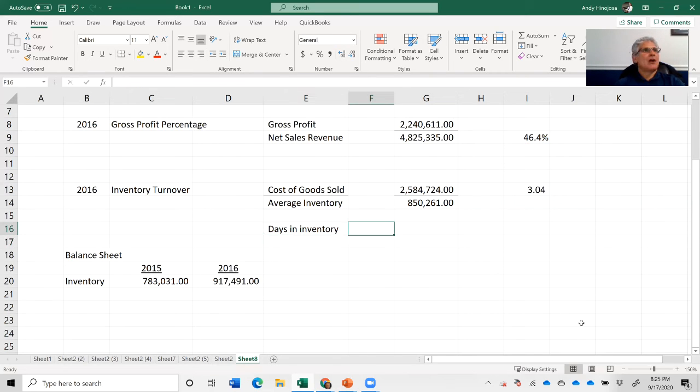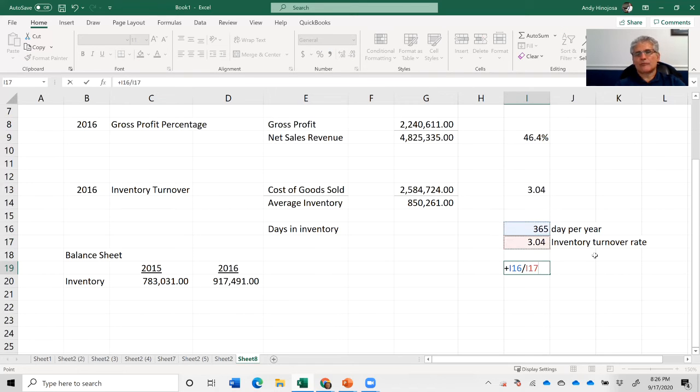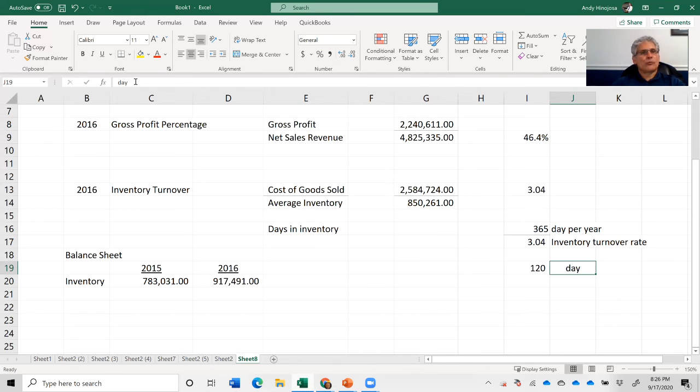So then the question is, well, on average, how many days is inventory sitting on the shelf? Well, what do I know? The way I can compute that is I can take 365 days in a year, and we're going to divide that by inventory turnover, the inventory turnover rate, which I just computed to be 3.04. So what does that equal? Well, I'll take 365, I'll divide it by 3.04, and I'll come up with 120.07. So, we'll round that to 120 days. So what we're saying is that on average, we have inventory sitting on the shelf for 120 days.